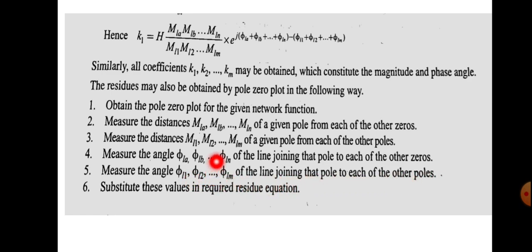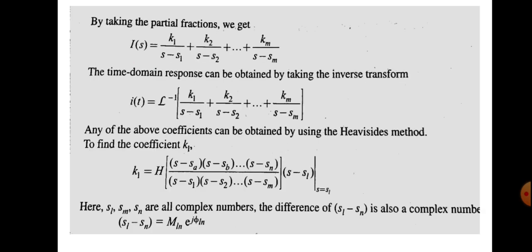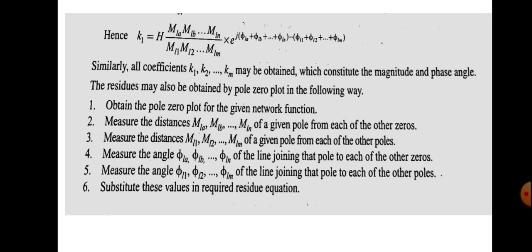When we have got these phase angles, we can substitute these magnitude and phase values in this equation, and we can find out the value of K1. Once you have the value of K1, you can substitute it in this equation and find the inverse Laplace transform, so that you will get the instantaneous time domain response, that is i(t).